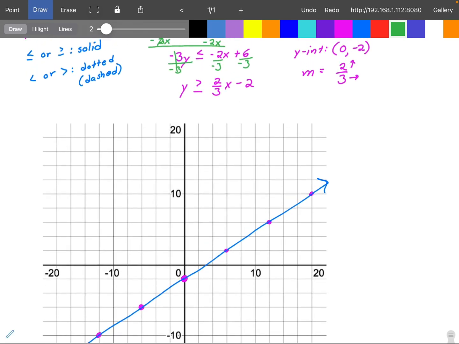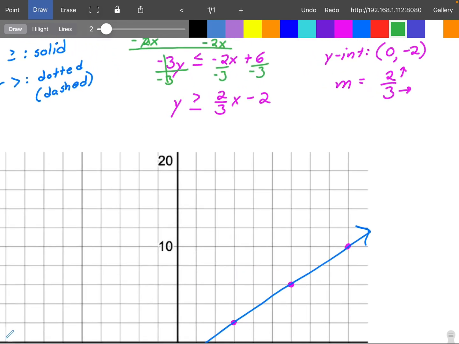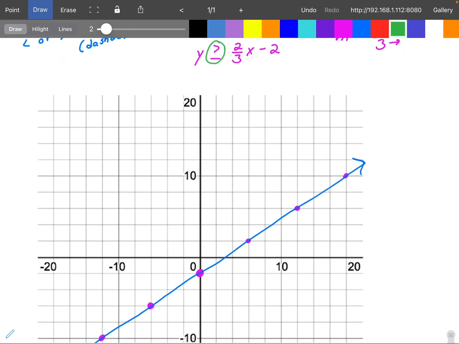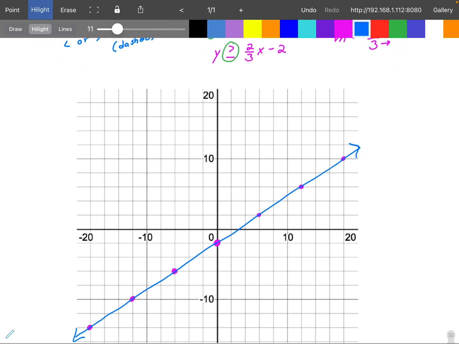So since we're looking at y, we're trying to determine, is y going to be greater than or less than my line? So this represents my line right here. The question is, do we want the y values that are bigger or smaller than that line? So according to that symbol, we want y values that are bigger than that line. And y values that are bigger go up. Therefore, I am going to shade everything above that line.